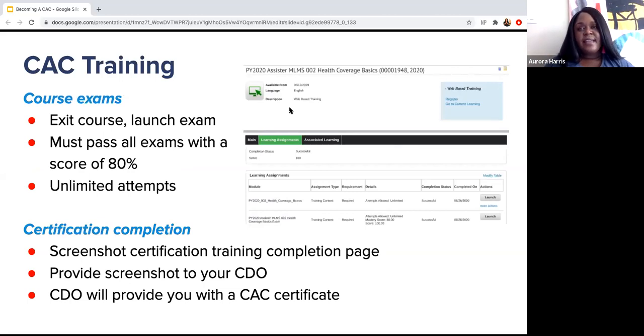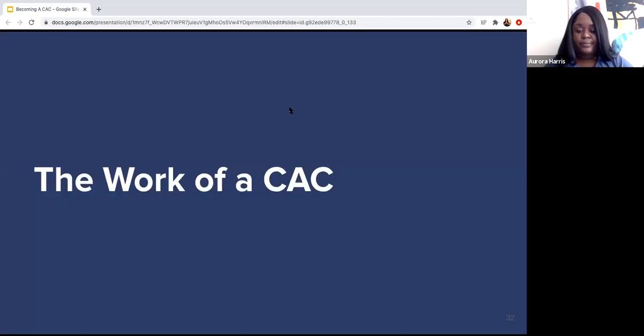You have to pass all the exams with at least 80%. But again, it's an unlimited amount of attempts. If you don't make 80% every time, no big deal. Just take it again. And then once you've completed your certification training, screenshot that as well, and then provide that screenshot to your CDO organization, so that Health Center or Young Invincibles or whomever it is. And then we or your CDO will provide you with a CAC certificate, and you're on your way.